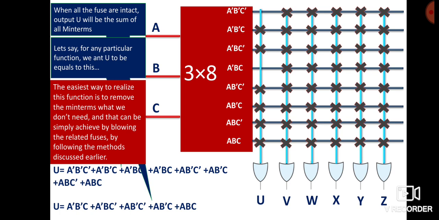Okay. Now A, B bar, C bar. Yes, I need that, so I won't blow that. A, B bar, C. Yes, I need that too. And A, B, C bar, I don't need that, so I will blow that fuse also. I need A, B, C, that is why I have written that. Similarly, you can blow the rest of the fuses according to the requirement of the design. So this is how we can program our ROM without much expense, or even in our lab. These kinds of ROMs are known as programmable ROMs.